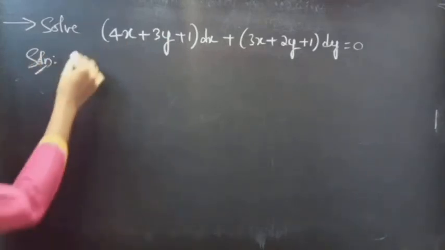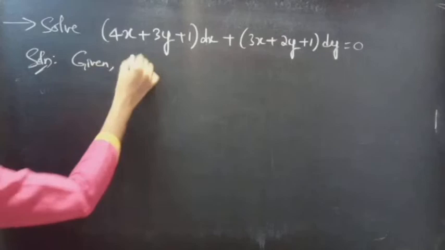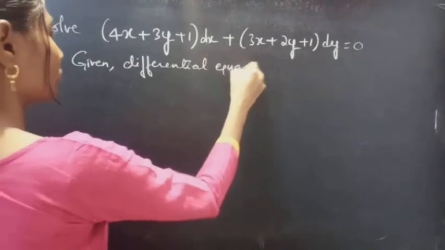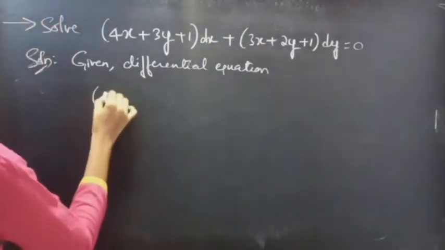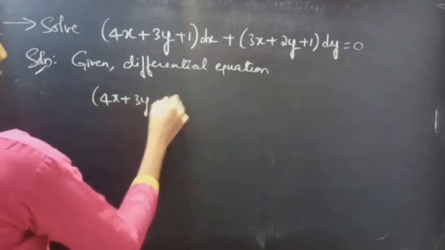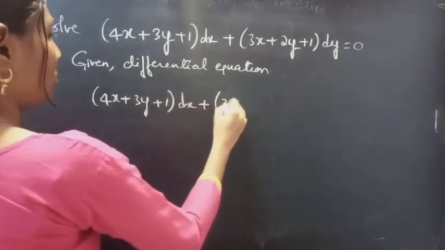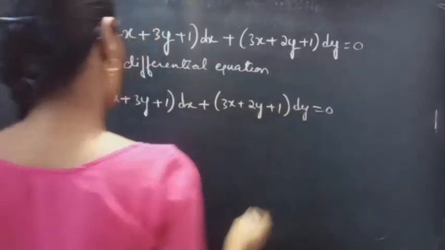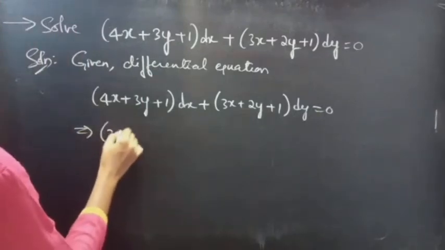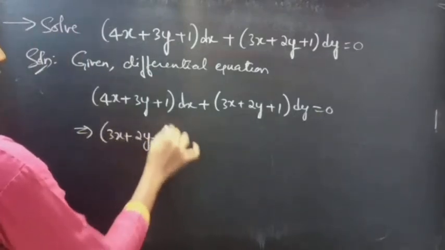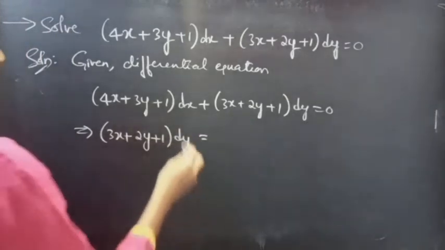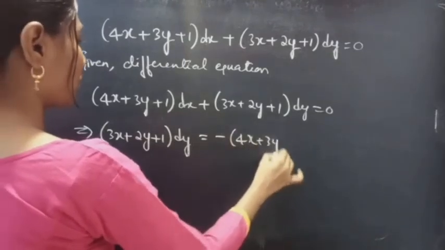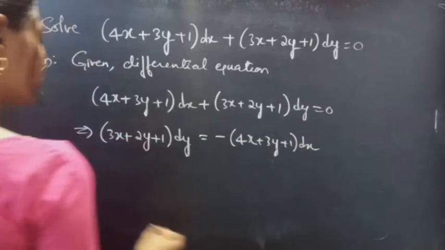Given differential equation: (4x + 3y + 1) dx + (3x + 2y + 1) dy = 0. You can write this as (3x + 2y + 1) dy equals, taking this to the RHS, minus of (4x + 3y + 1) dx, right?